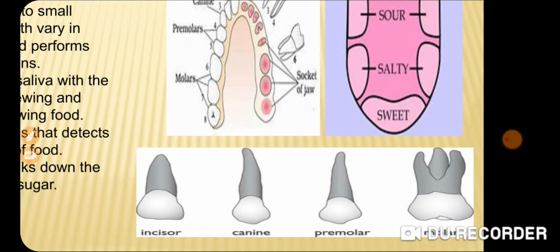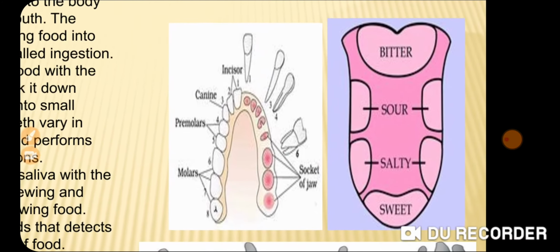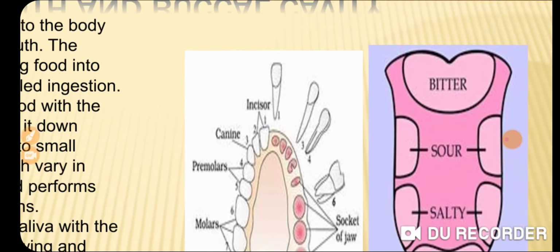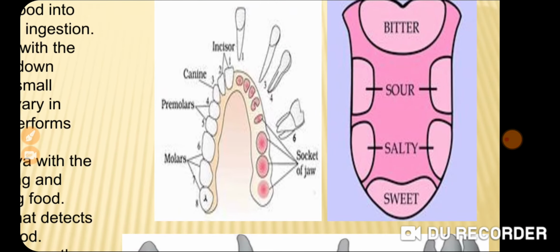If we try to see the arrangement of teeth in our mouth, we see here how the incisor, canine, premolar and molar are arranged in our mouth.